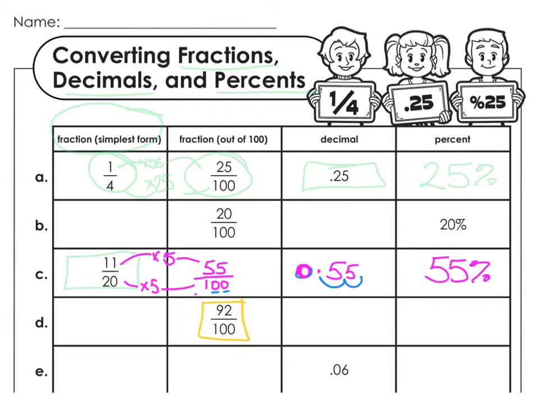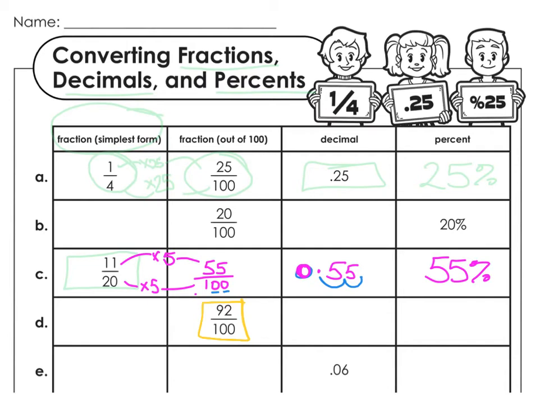For some of these questions, you are going to have to take a fraction out of 100 and reduce it to its simplest form. Now, one of the ways to reduce fractions is to find the greatest common factor of the numerator and the denominator. To do that, you have to write down the factors for the numerator and the factors for the denominator, and then determine the largest factor that is common between the two. And then you divide the numerator and the denominator by the greatest common factor and write down the reduced fraction.